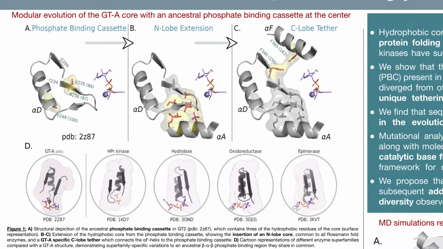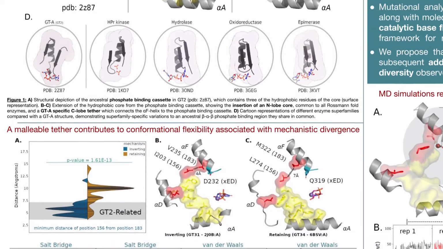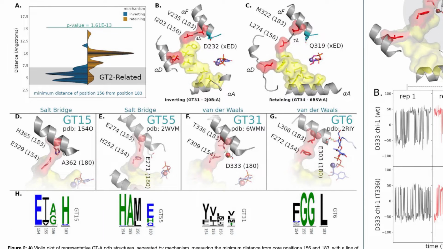So naturally, our question was whether or not this tether could be involved in catalytic activity. In fact, we found a lot more. We found a correlation of this tether with mechanistic divergence. One of the key factors that divide GTAs is their mechanism, whether they retain or invert the stereochemistry of the glycosidic linkage. Specifically, the tether is made of two residues, and we're looking at the minimum distance between these residues.